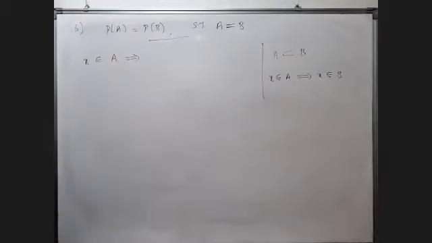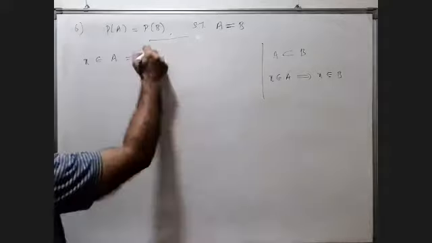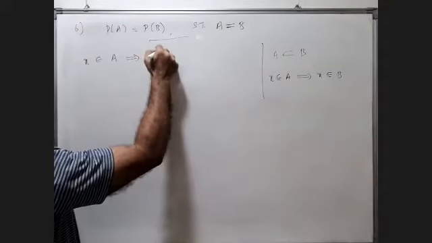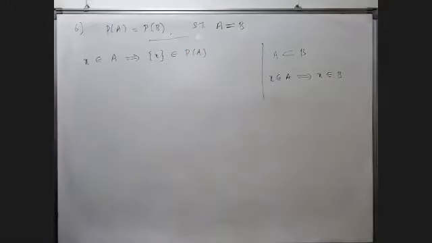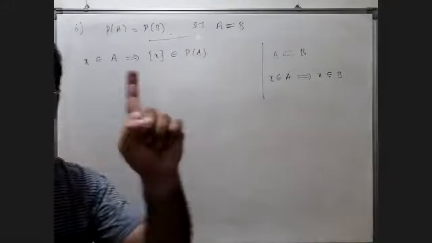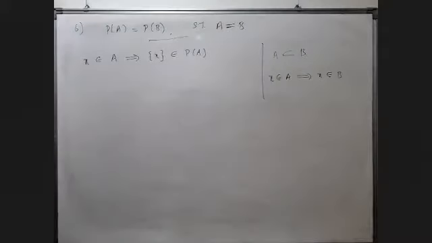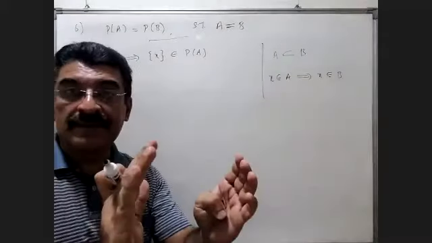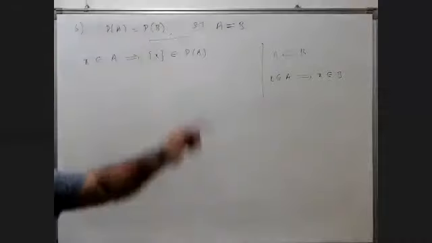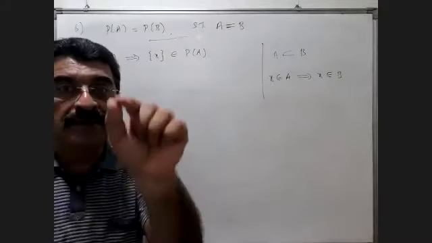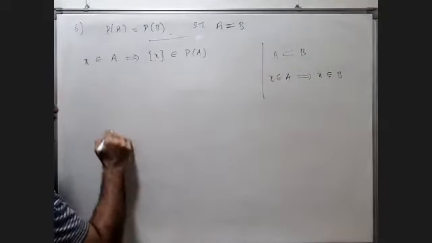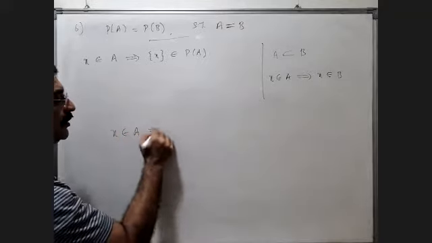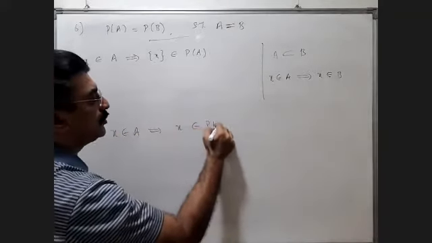So x belongs to A. This implies that if x belongs to A, definitely the set {x} belongs to the power set of A. In set A, if x is an element, then definitely the set {x} will be an element of the power set. See that here, the braces, the notation, everything is very, very important.